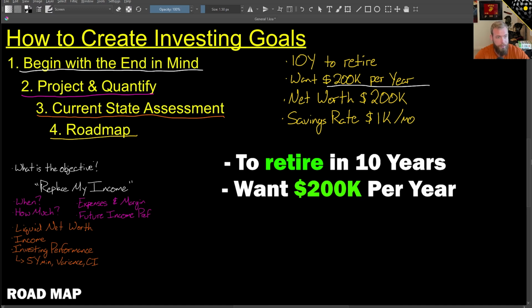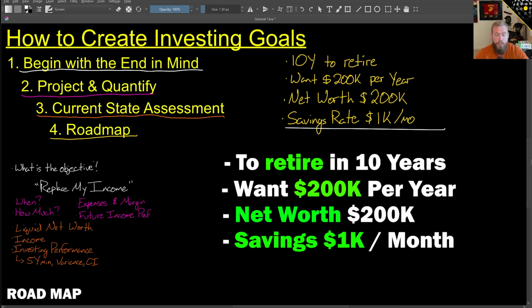This is more of like a mid-fire / lean fire if you're in a high cost of living city, but this can be adjusted to whatever you want. I'm just using numbers. So that's why these are like 10, 200, 200, 1,000. These are very easy for you to adjust to your current scenario. So let's say we want $200,000 per year post taxes. Our current net worth is $200,000 and your savings rate is $1,000 a month.